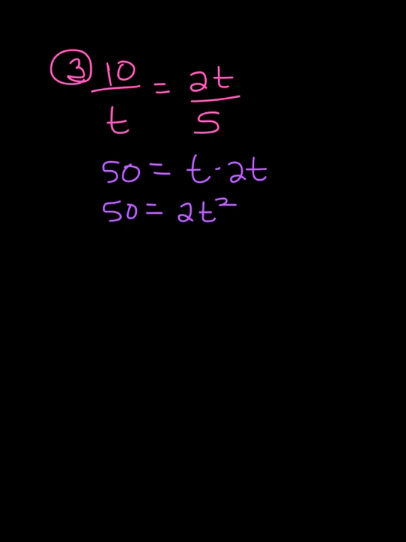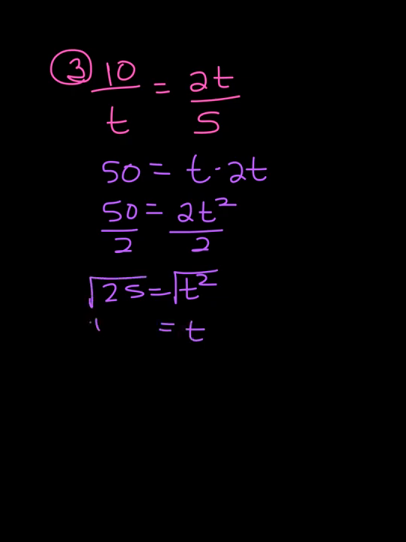Now when I solve, I want to get my variable by itself. So I'm going to divide both sides by 2. So I have 25 is equal to t squared. And I want to take the square root of both sides to get t. When I take the square root of both sides, I need to remember that plus or minus. So my final answer here is plus or minus 5 is the value for t.